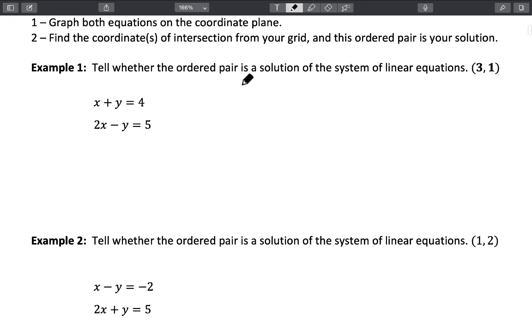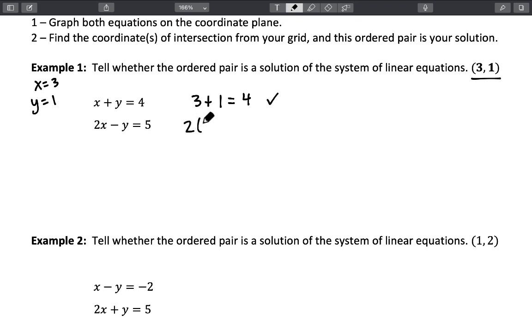It says tell whether the ordered pair is a solution to the system of linear equations. The ordered pair they give us is (3, 1). So that means my x value is 3, my y value is 1. My key concept above said to substitute those values in for x and y. So I'll have 3 plus 1 and determine if it makes a true statement. Well, yes, 3 plus 1 does equal 4. So my first equation forms a true statement.